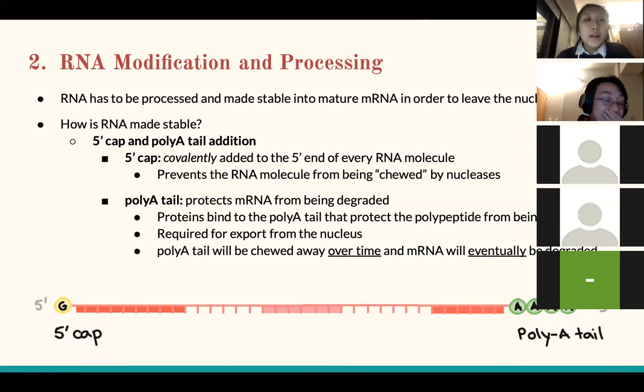And so how is RNA made stable? There are a few different ways that you guys are probably familiar with. So first is the 5' cap and the poly A tail. So the 5' cap is covalently added to the 5' end of every RNA molecule. And it essentially prevents the RNA molecule from being chewed away by nucleases.